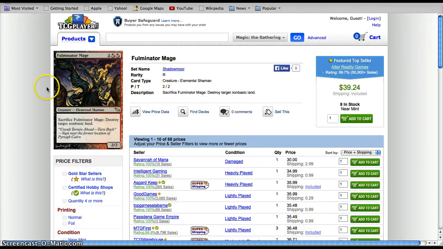Fulminator Mage, this card came out of nowhere. It was a junk card for a little while, and is now $40. It is incredibly expensive. It's not even such an amazing card. I think they could just stick it in for the sake of bringing down the price. There's only one printing of it.